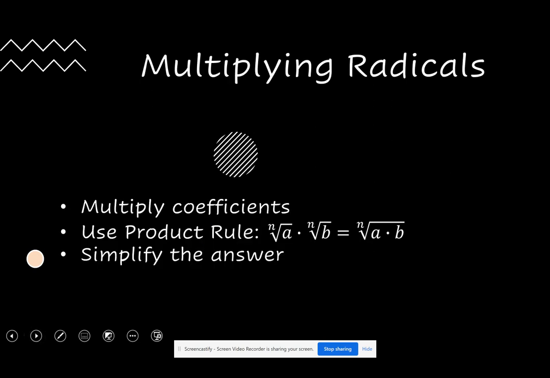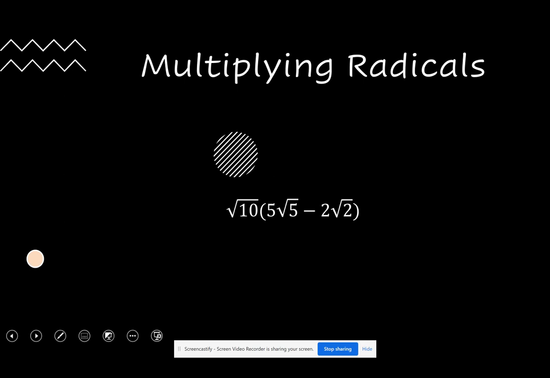Now multiplying is a little easier, so if you have the same index, you just multiply your numbers together inside the radical, and then you simplify your answer. So you can do this with distributing. Sometimes we're going to have to FOIL, but these are all an index of 2.